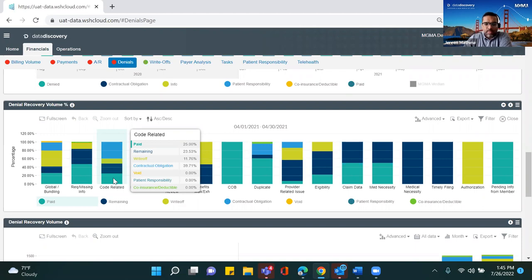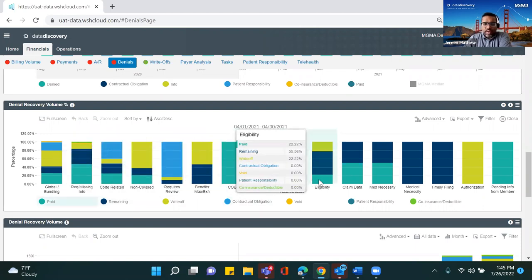poor coding going into the claims. There's also the other side of the story, right? Eligibility denials are not getting converted to a payment. This is a two-step problem. One is why are they not converted? Why are people not working on this fast enough?